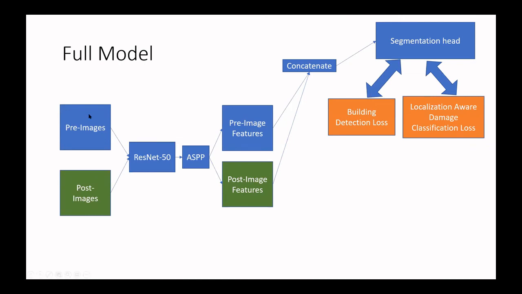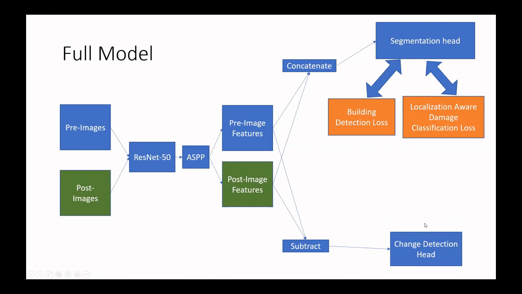So given your image before the damage and image after the damage, we compute some features, pre-image and post-image, concatenate, and we want to do segmentation. And we have this building detection because we have annotation, and we want to do location-aware damage classification. And then we actually subtract these features, and also we look at the change detection. And it works pretty well.